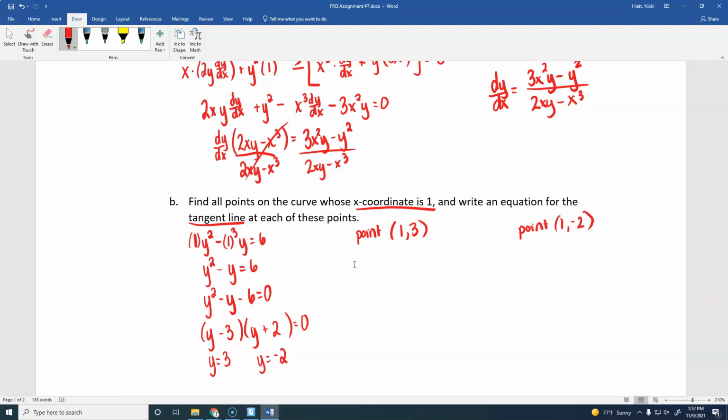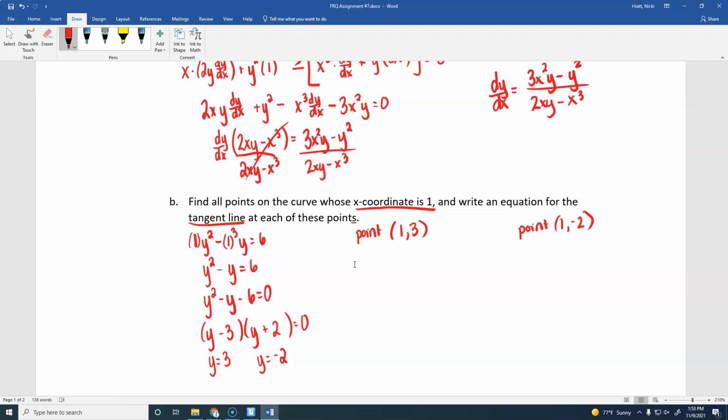And notice it kind of leads you in that direction in the way the question's worded: at each of these points. Sometimes they won't lead you. Sometimes they'll say that there could be one or more, but they kind of lead you in this direction this time. So, that's our point. How do we find our slope?